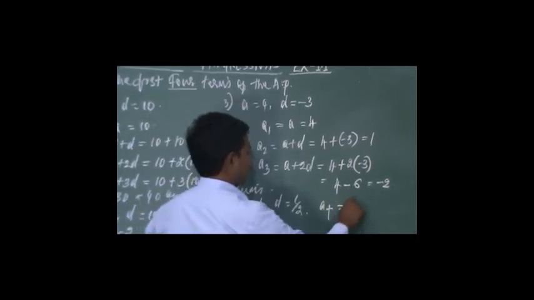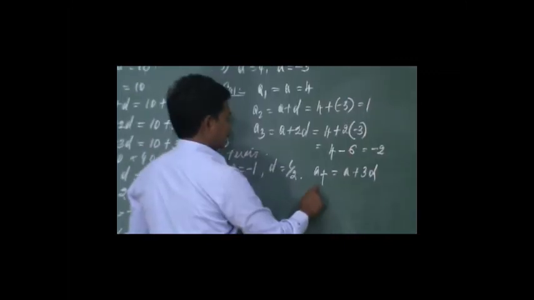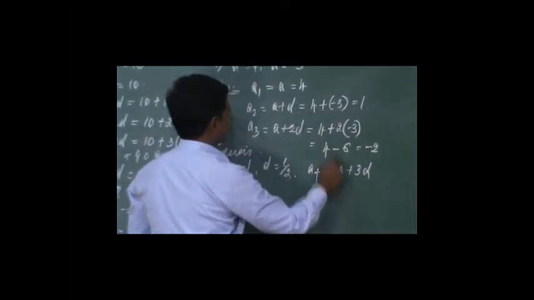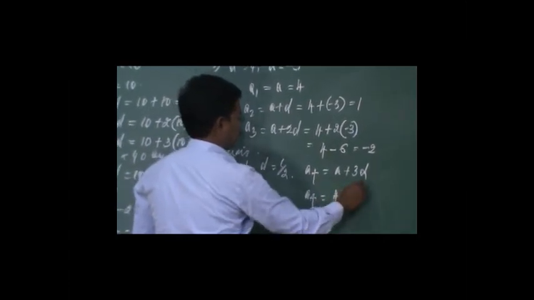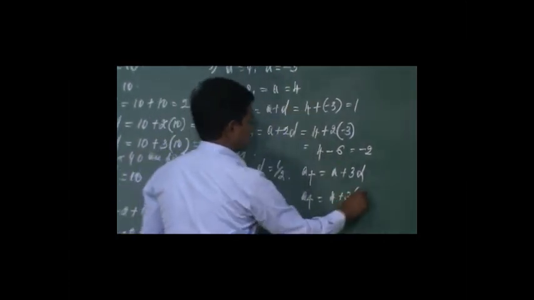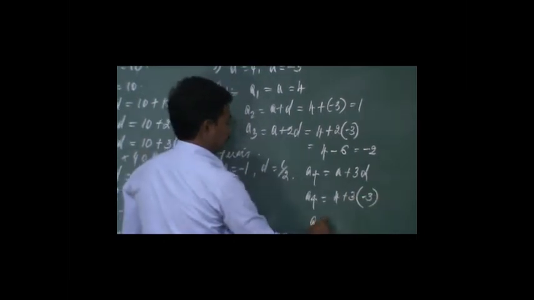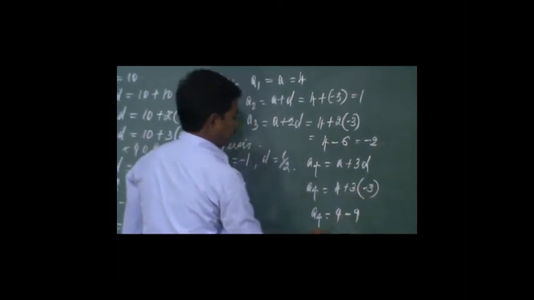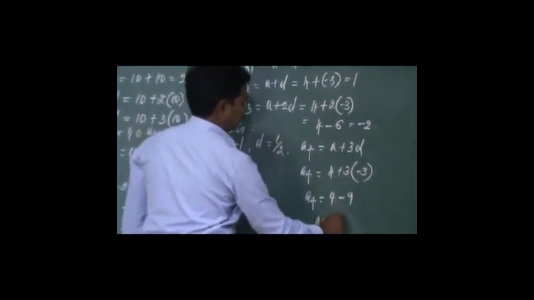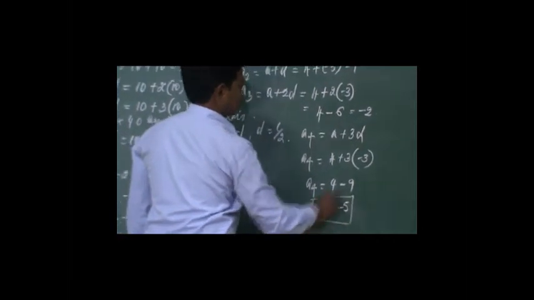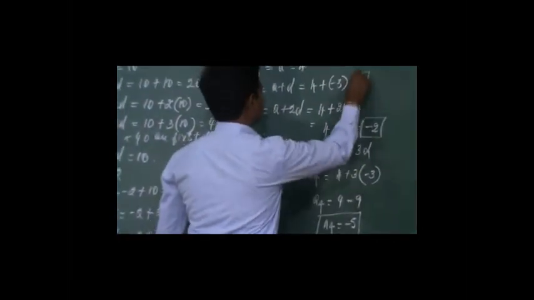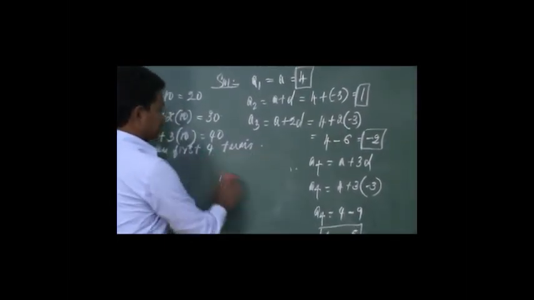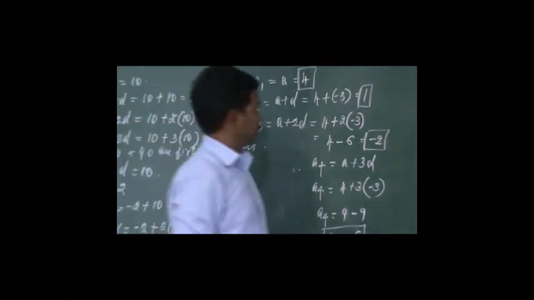a4 is equal to a plus 3d. So a4 is equal to a stands for 4 plus 3 into d is -3. So a4 is equal to 4 plus into minus is minus. 3 3s are 9. 4 minus 9 is -5, so a4 is -5. So this is the answer. This is how we have to find out the first 4 terms of the AP.